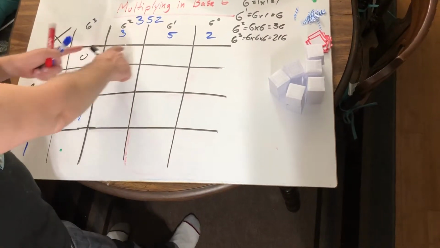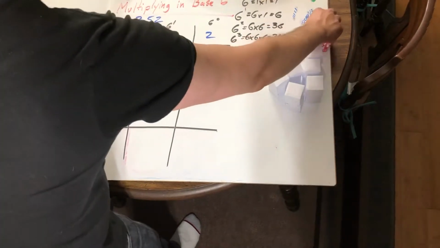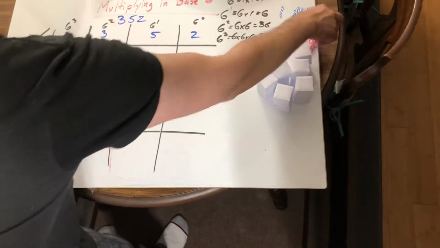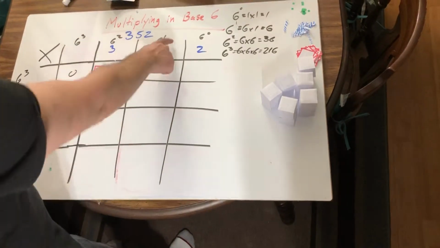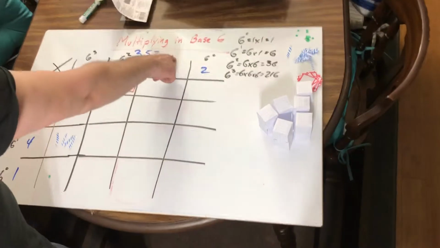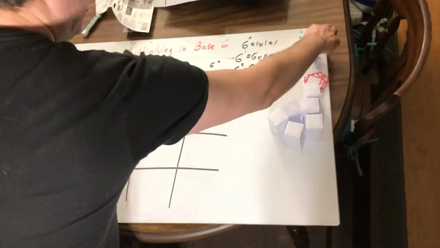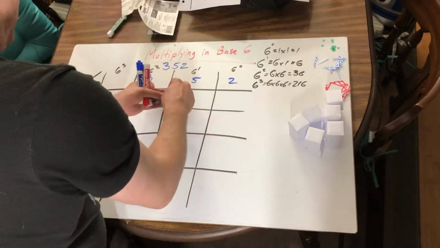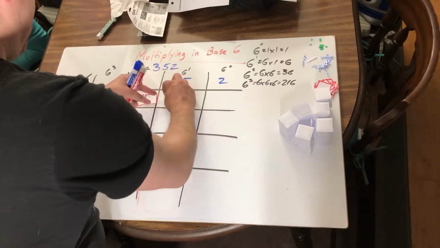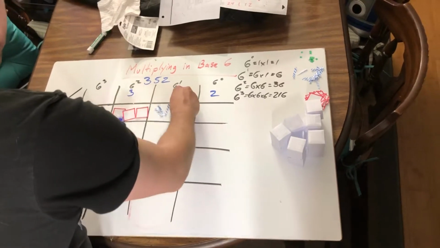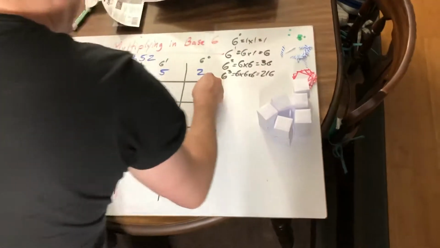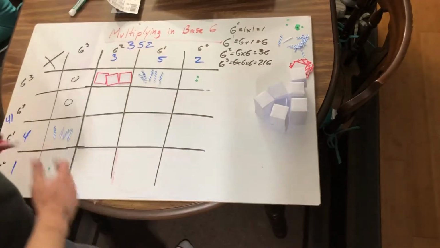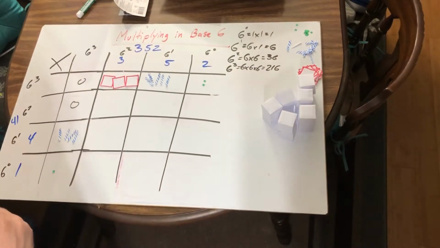Now we're going to look at this part with 352. Obviously, we have nothing in the thousands place. We have 3 of these 6 squared ones, so that'll be in this box. 3 of those for 3 of these. Then we're going to have 5 of our 6 to the power 1s. So we're going to take 5 of these, 1, 2, 3, 4, and 5. Lastly, we're going to have 2 of our 1s, so we're going to take 2 of these little squares here, pop them in. Now that'll represent our 1s.